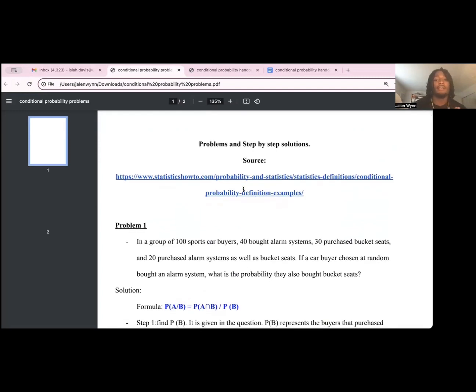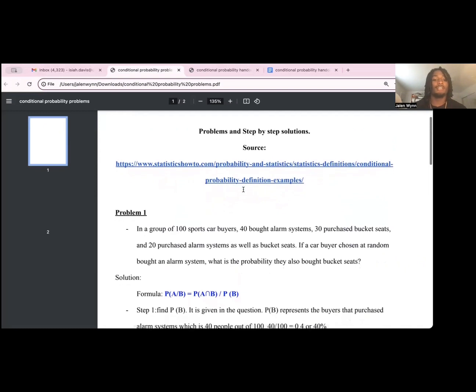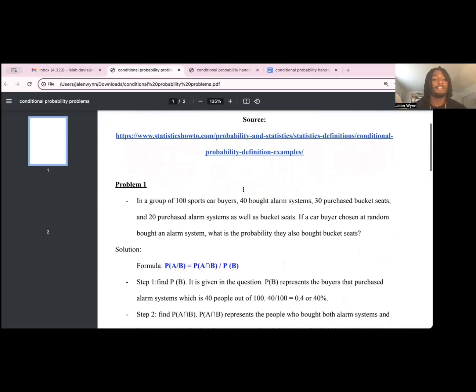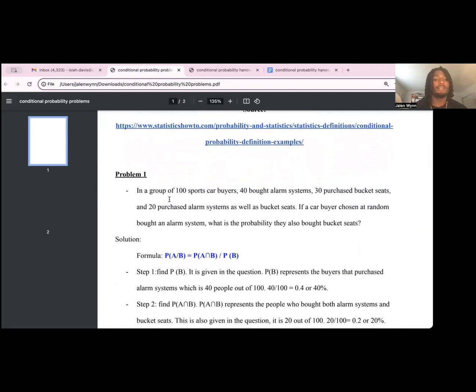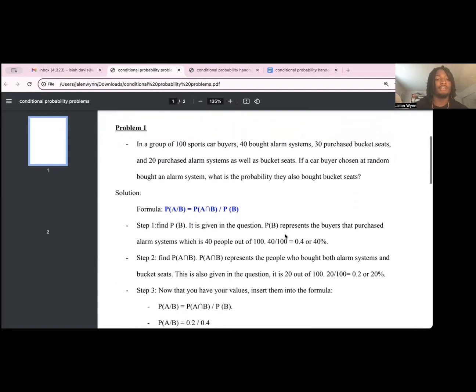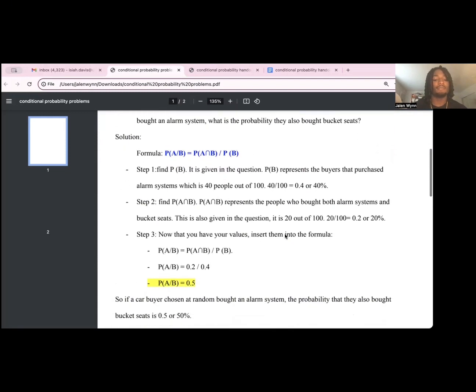Okay, so here are some step-by-step problems I created for the class. And the first question is, in a group of 100 sports car buyers, 40 bought an alarm system, 30 bought bucket seats, and 20 purchased alarm systems as well as bucket seats. If a car buyer chosen at random bought an alarm system, what is the probability they also bought bucket seats? So this is the first problem right here.